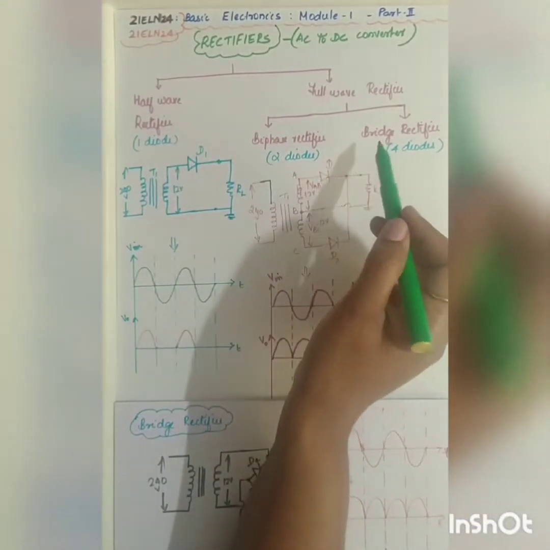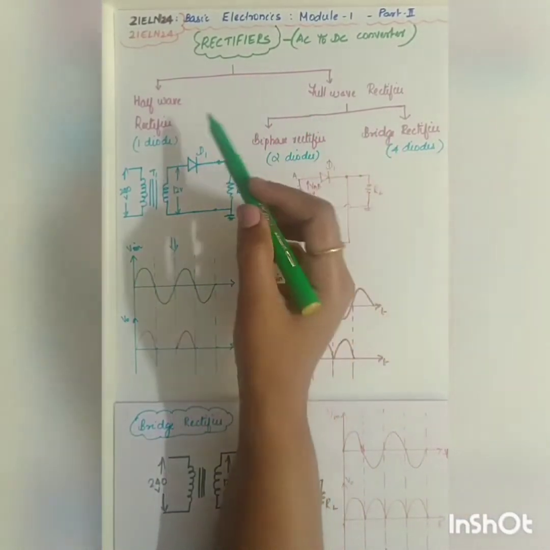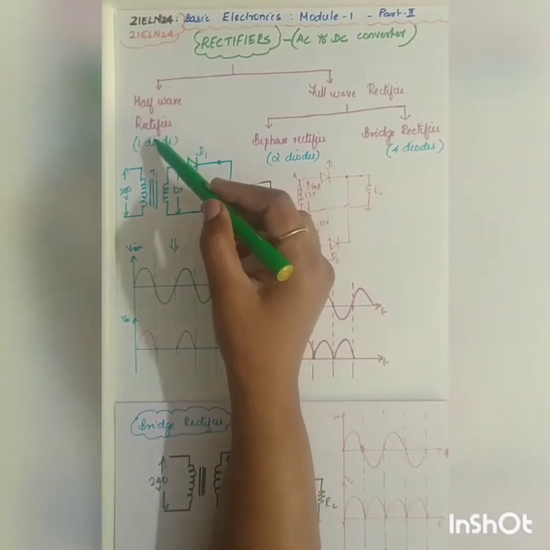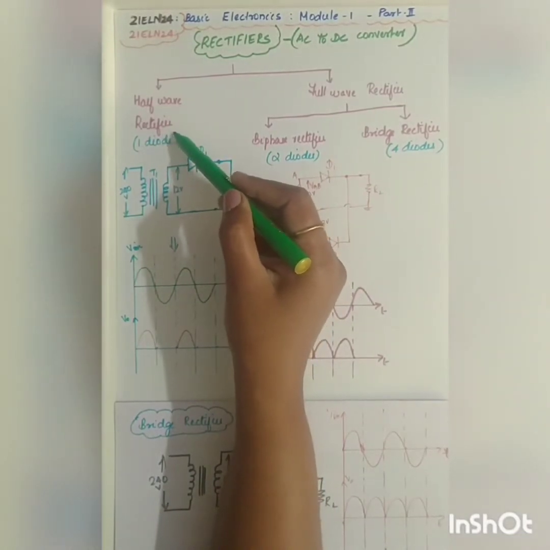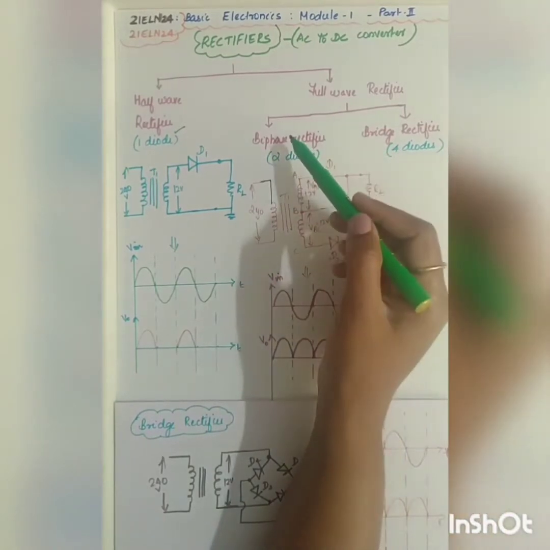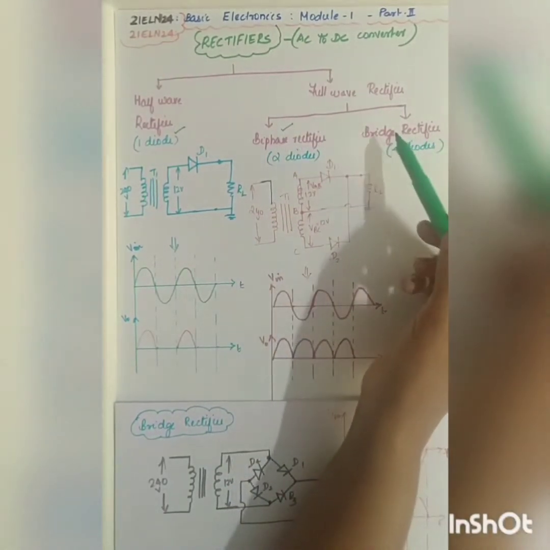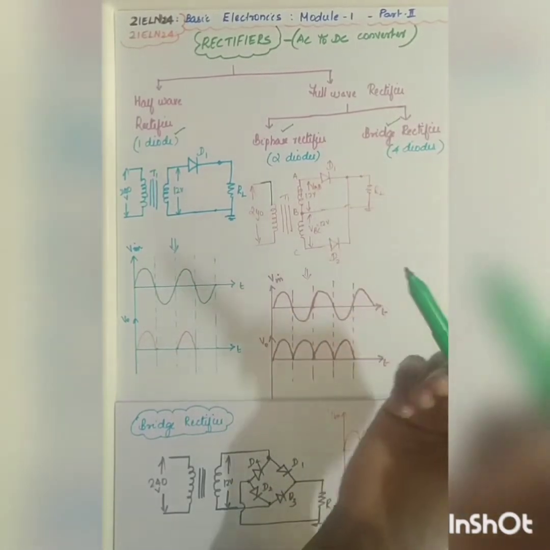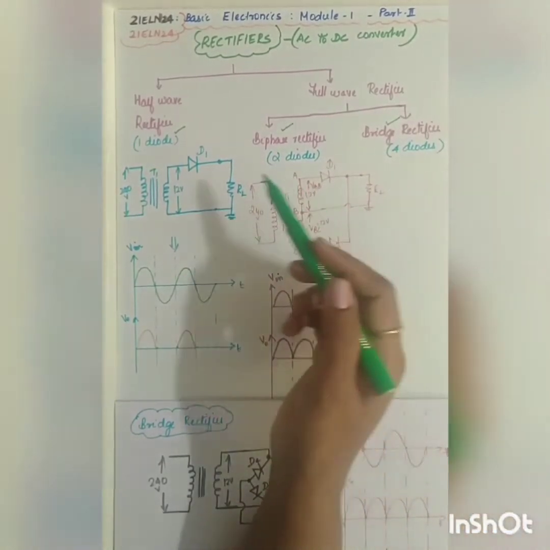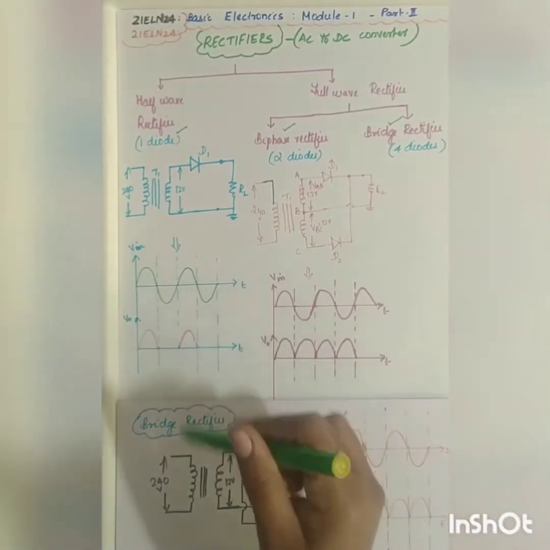So basically the difference between these three rectifiers is that in half wave rectifier we utilize one diode, a single diode. In full wave biphase rectifier we use two diodes, and in bridge rectifier we use four different diodes. Okay. So moving on, this is the overall introduction.